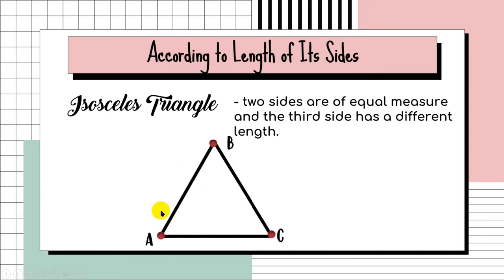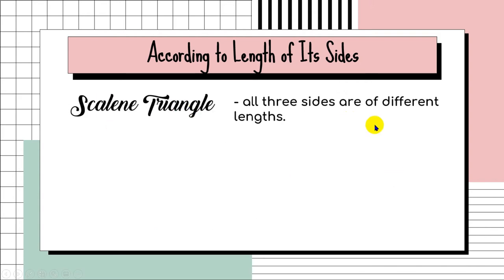Kung kanina, pare-pareho po, one lang yung markings niya, dito meron tayong makikitang kakaiba. So, ang ibig sabihin nito, si side AB at si side BC yung equal or congruent. And then, si side AC naman or CA, siya naman po yung pangatlong side na may different length. The second type of triangle according to the length is isosceles triangle. Then, the last one is the escalene triangle.